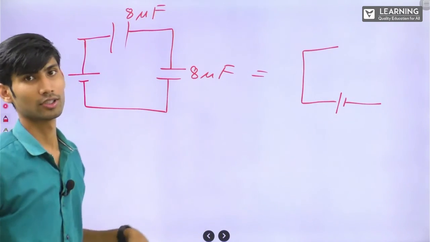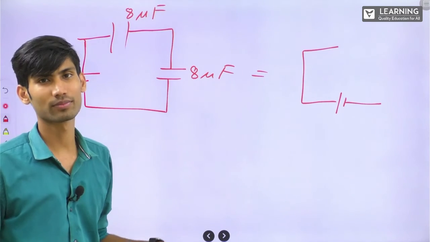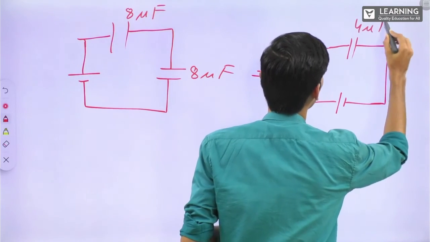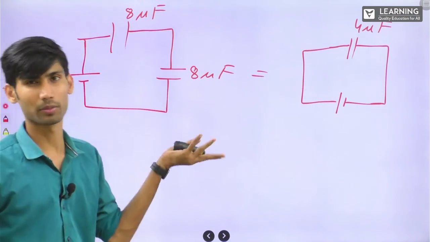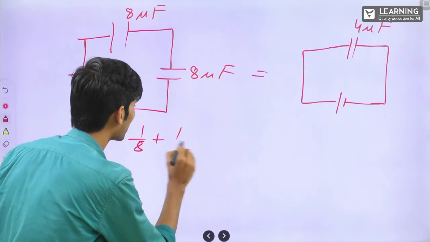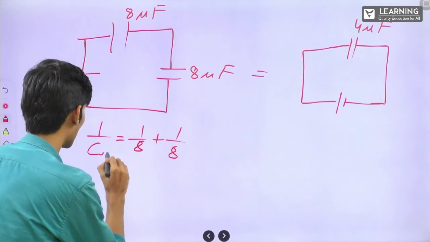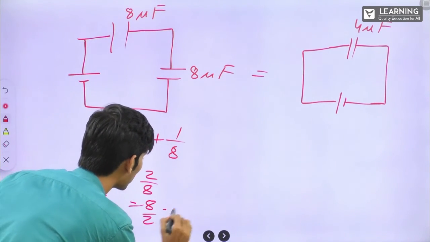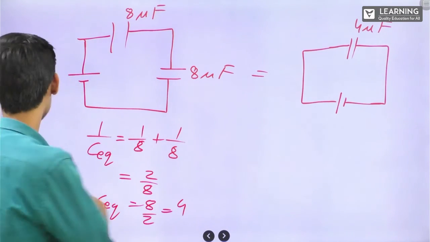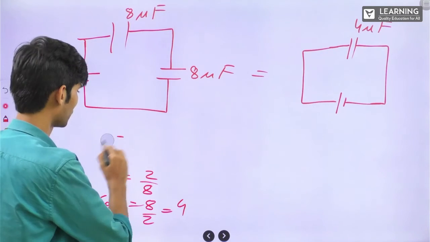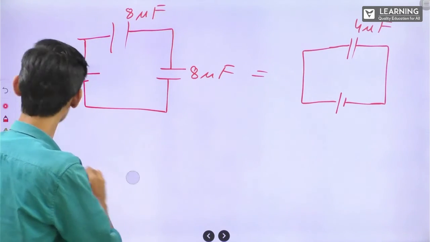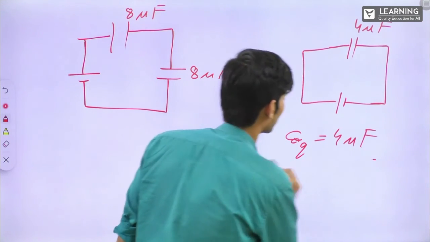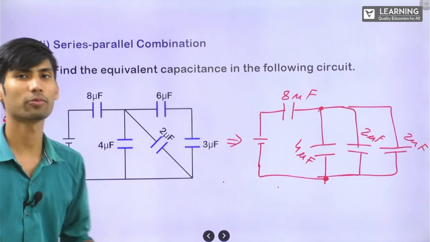these two in series. So if two equal capacitors are in series, the equivalent capacitance is half of them. 4 microfarad. How half of it? This you should remember. Anyways, if you do 1 by 8 plus 1 by 8, 1 by C is equal to 2 by 8. So C equivalent is equal to 8 by 2, that is equal to 4. Right? That's what I've done. So finally the C equivalent of the circuit is 4 microfarad.